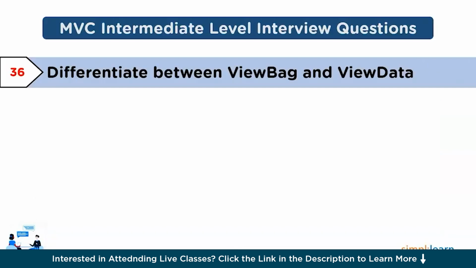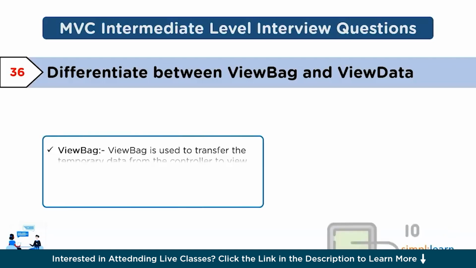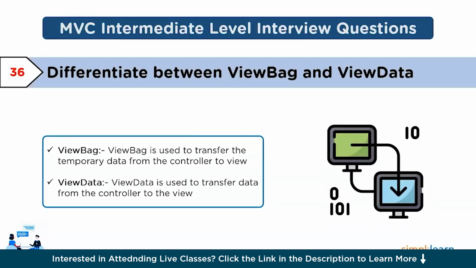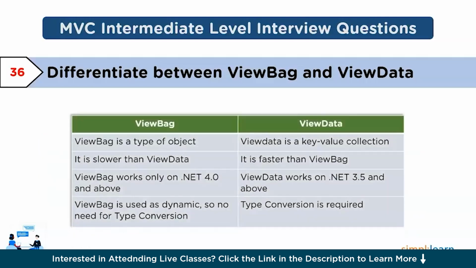Differentiate between ViewBag and ViewData. ViewBag is used to transfer temporary data from the controller to a view. ViewData is used to transfer data from the controller to the view. ViewBag is a type of object, whereas ViewData is a key-value collection. ViewBag is slower than ViewData, and ViewData is faster than ViewBag. ViewBag works only on .NET 4.0 and above. ViewData works on .NET 3.5 and above. ViewBag is dynamic, so there is no need for type conversion, whereas in ViewData, type conversion is required.